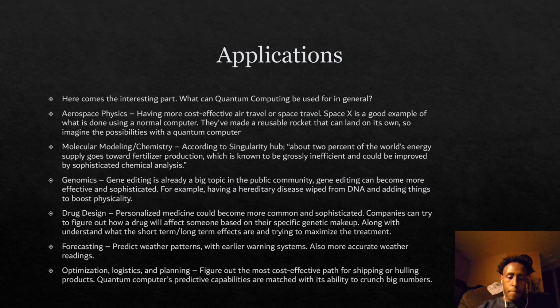Optimization, logistics, and planning. Figuring out the most cost-effective path for shipping or hauling products. Quantum computers' predictive capabilities are matched with its ability to crunch big numbers. By that I mean, if a company is trying to ship a certain product to a certain country by a specific time, most of the time they have to spend a lot of money for quicker shipping. So, for example, when we're shopping on Amazon, we want it in one day. It might cost more than if we would have gotten it 7 days later. With quantum computing, it figures out the most cost-effective path and even altitudes when the plane's flying, just to save as much fuel as possible. So optimization with quantum computing will for sure save a lot of people money, and also save a lot of people time to be doing other things as well.